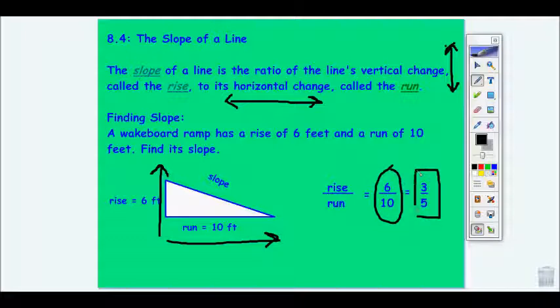So I would say that the slope of this line, let me change to a different color, the slope of this blue line here is going to be 3/5, meaning I can find any of the other points on this line by rising 3, or going up 3, and going over 5.